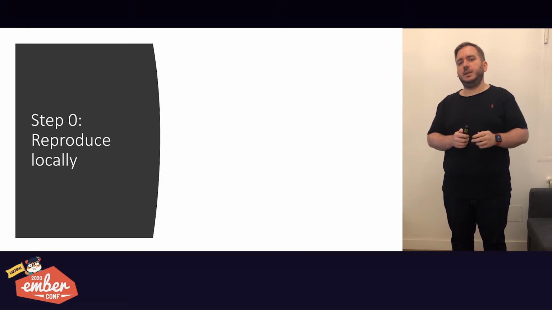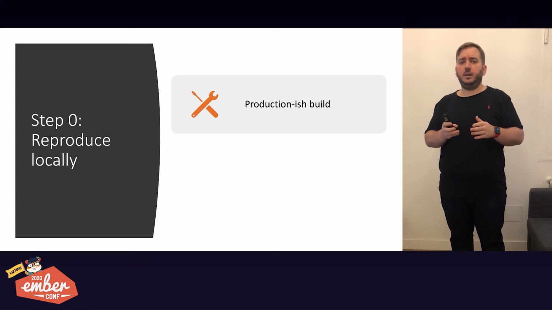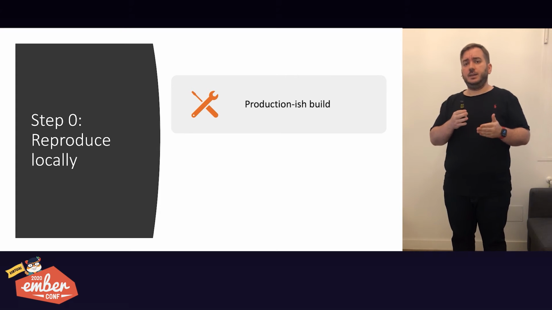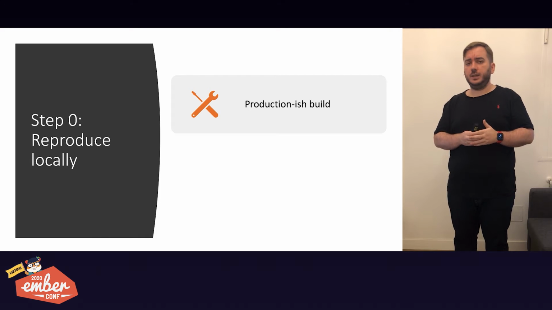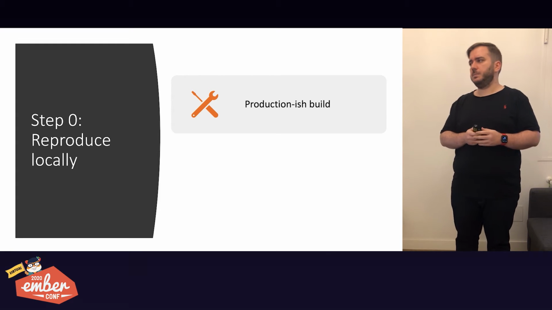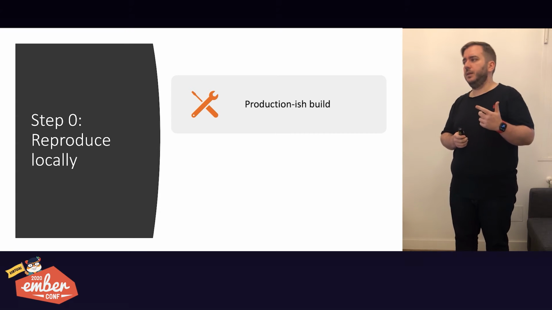Step 0 is we need to reproduce that locally. Some of you might be thinking about using git bisect. That's a really useful tool if you can use it. In our case, since we were using feature flags extensively and had been working on that for months, it was not useful for us. In any case, this is useful for anybody.